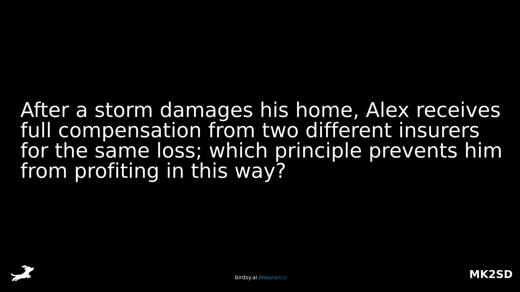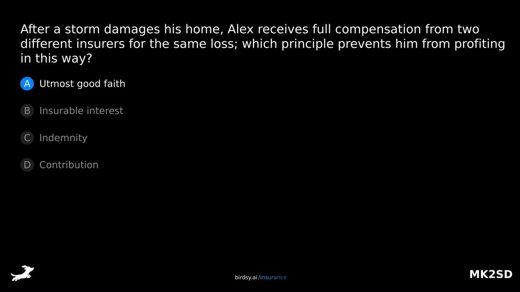After a storm damages his home, Alex receives full compensation from two different insurers for the same loss. Which principle prevents him from profiting in this way? Is it A, utmost good faith, B, insurable interest, C, indemnity, or D, contribution?